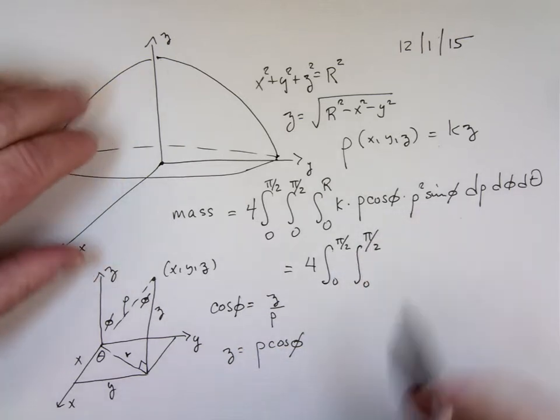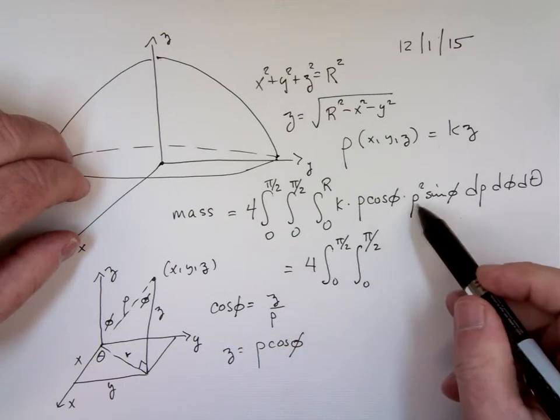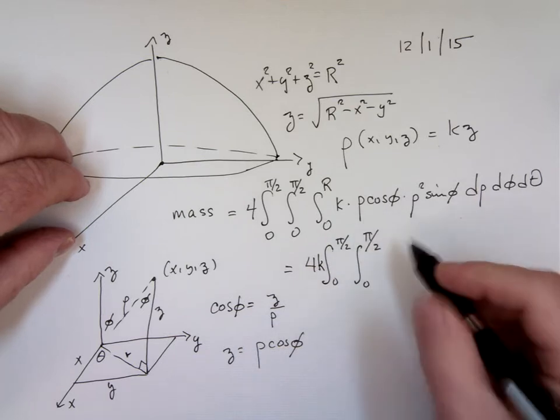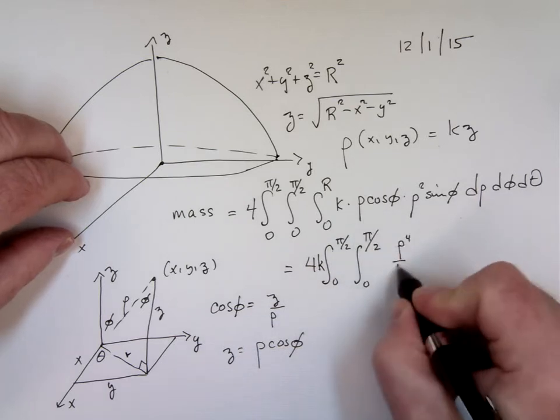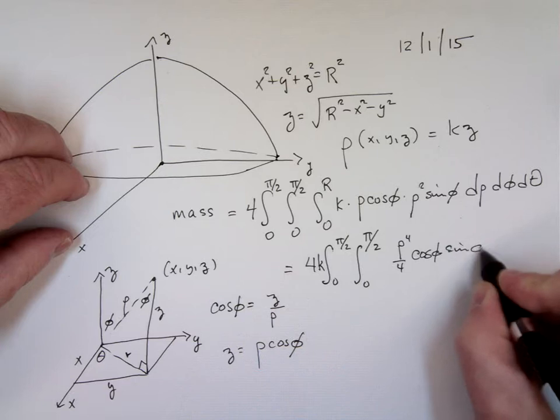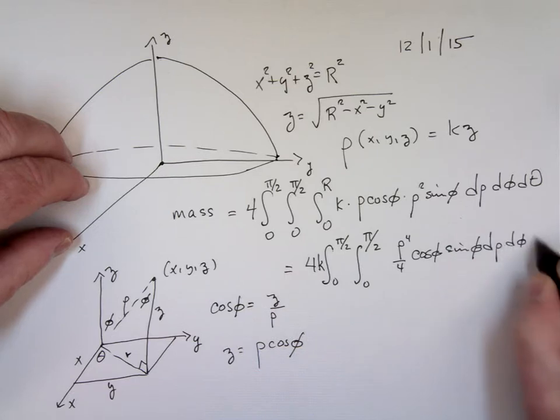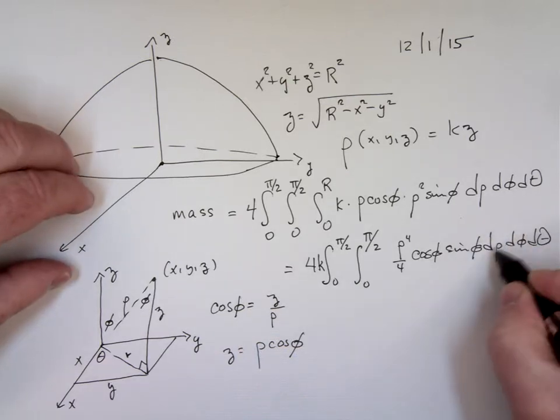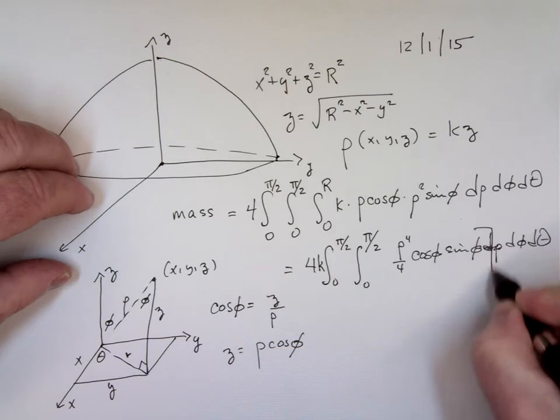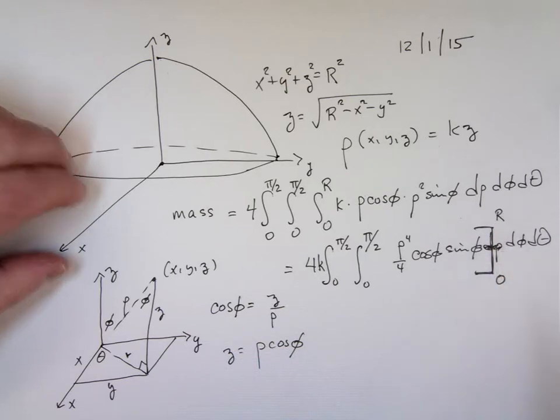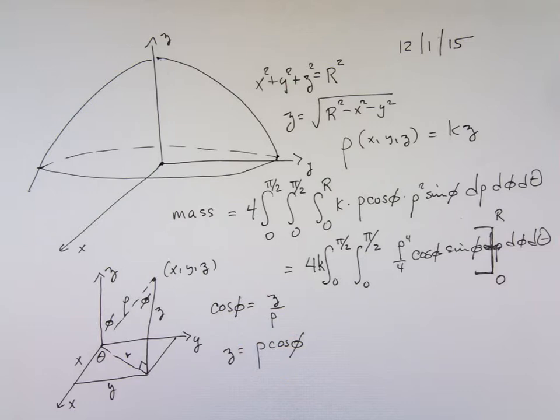All right, let's integrate this with respect to rho. We got a rho cubed here. I'm going to take that k out front. I'm going to end up with a rho to the 4th over 4 times cosine phi sine phi d phi d theta. I integrated with respect to rho, so I don't have this anymore, and I'm integrating from 0 to R. There's no d rho anymore.